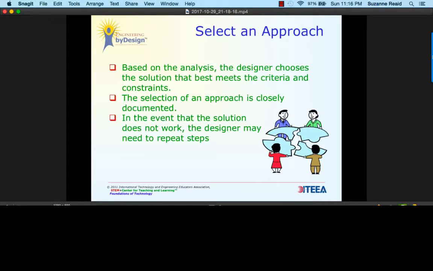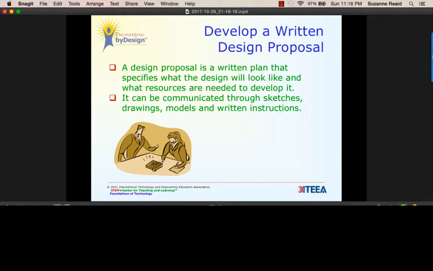Select an approach. Based on the analysis, the designer chooses the solution that best meets the criteria and the constraints. In the event that the solution does not work, the designer may need to repeat these steps. That is why it is called iterative. You develop your well-written proposal, and it specifies what the design will look like, so there will be sketches, and what the resources are that are needed to develop it.